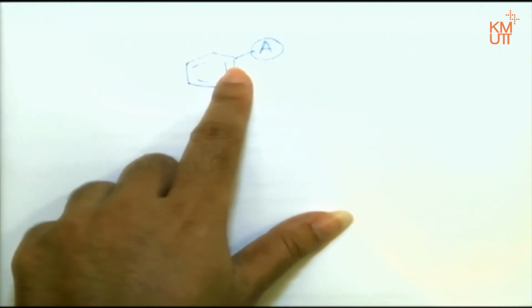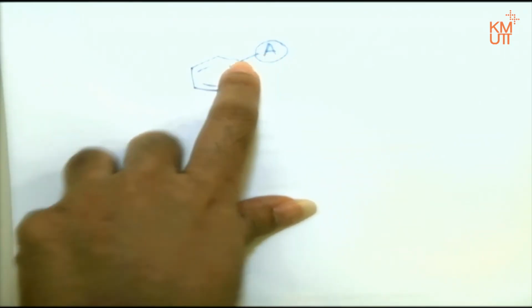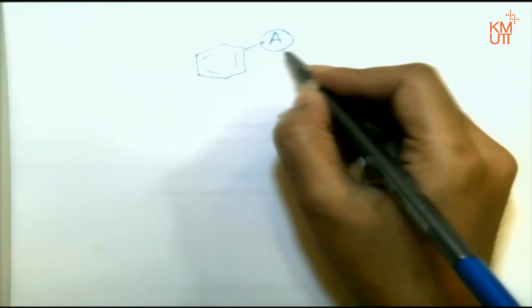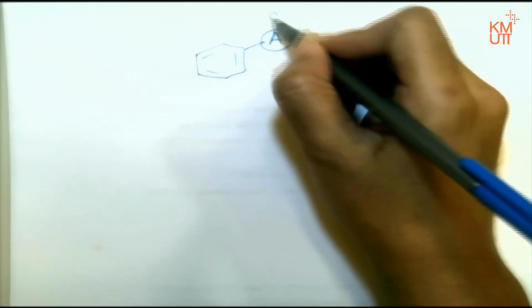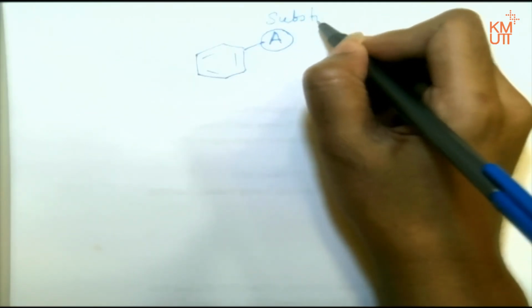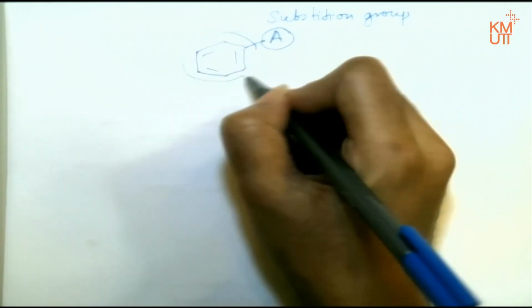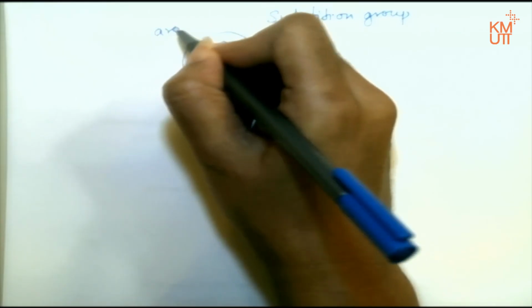Substitution group means the group which is connected to benzene, which substitutes hydrogen on the benzene. This one is the substitution group. We use the word substitution group just to represent the groups connected to the benzene ring which are not hydrogen. All the groups which are not hydrogen are considered substitution groups on the benzene ring. It could be any group but not hydrogen. And this is the ring, the aromatic ring.